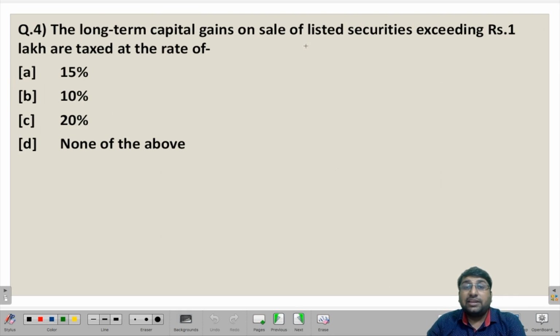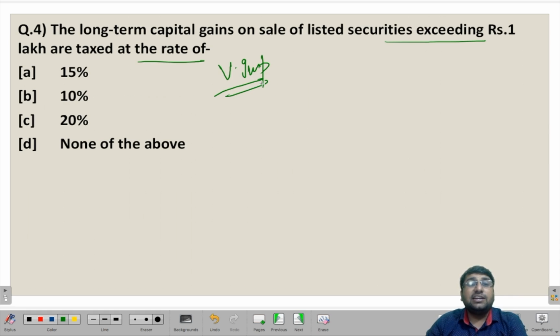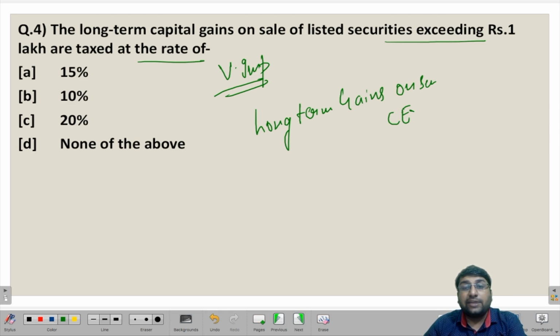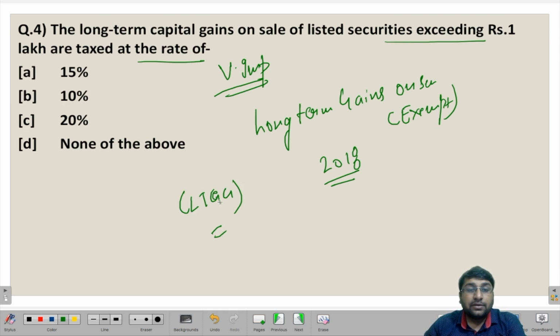The long term capital gain on sale of listed securities exceeding rupees 1 lakh is taxed at the rate of dash. Now this is a very important question, because earlier long term capital gains on securities were exempt from tax, but owing to the current budget of 2018, a new change has come: any long term capital gain earned after 1 lakh shall be chargeable at a certain rate of tax.